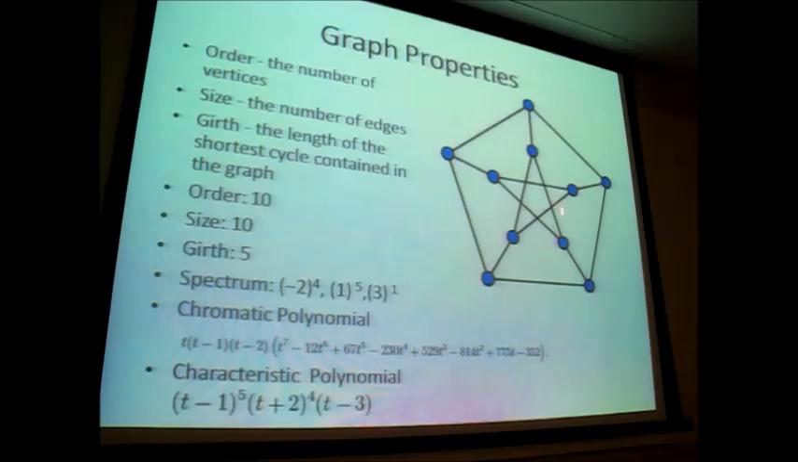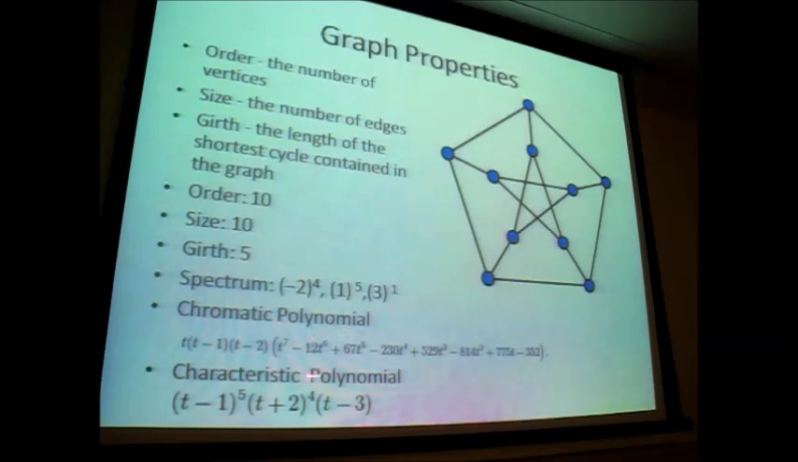And so here's our Petersen graph again, and our order is 10, our size is 10, and our girth is 5, meaning you can't get a cycle smaller than 5 in that graph. I threw in a couple of others. We'll look a little bit at the idea of the spectrum. This is actually the eigenvalues of the adjacency matrix, which we'll look at shortly.